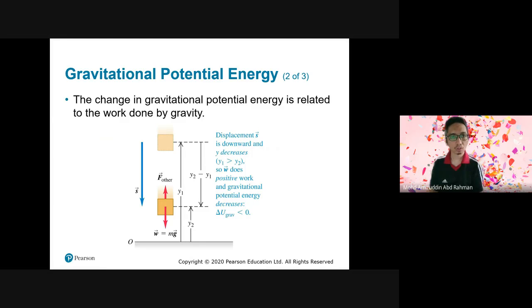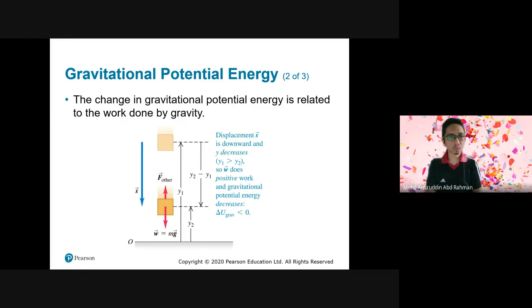For example, we have a box over there, at y2 and y1. The initial location is y1, and then the box is now at y2. What is the displacement? The displacement is y2 minus y1. You see that the displacement is negative.